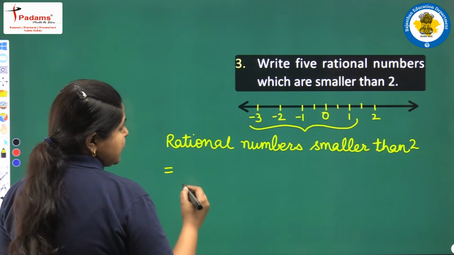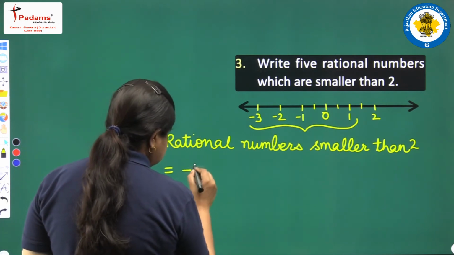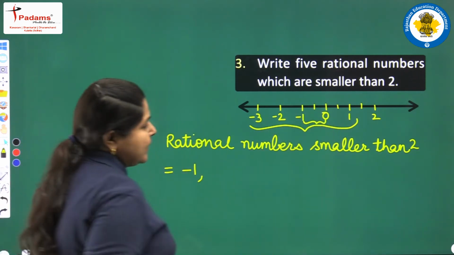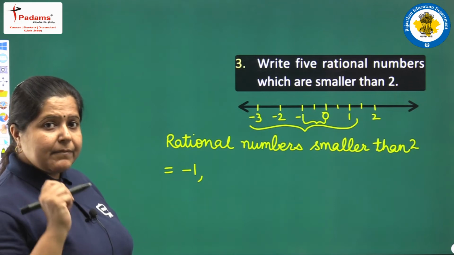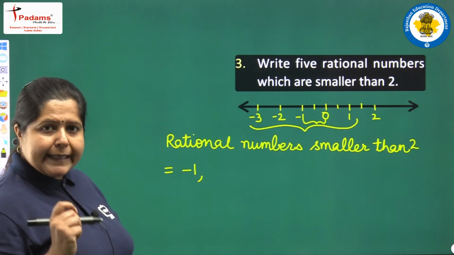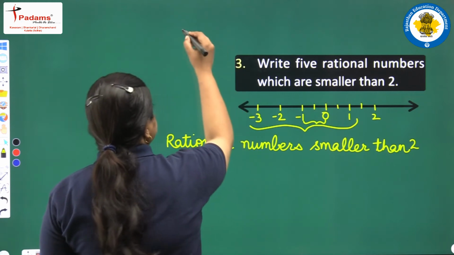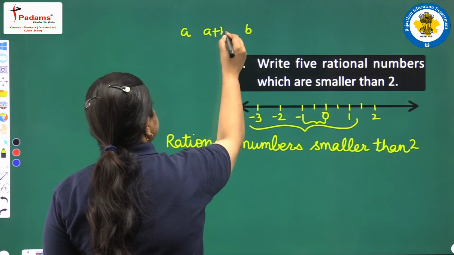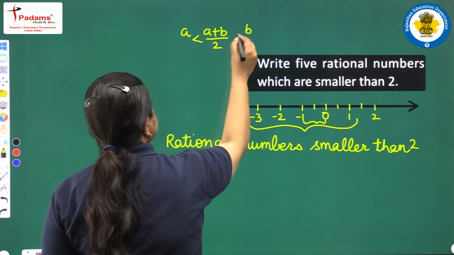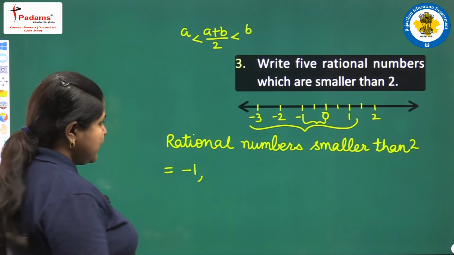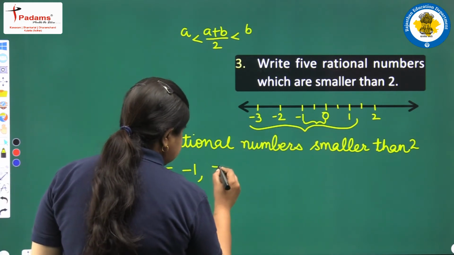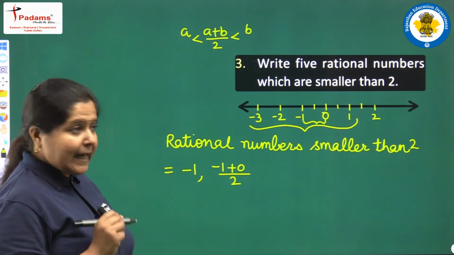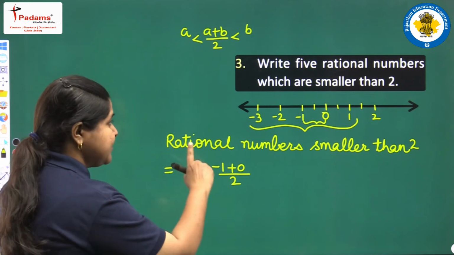are, first we take up minus 1, okay. Second one we will take between minus 1 and 0. How will we get the rational number between minus 1 and 0? Add the 2 and divide by 2. We had discussed that between any two numbers a and b, there lies a number (a plus b) upon 2, just in the middle of the two numbers. So between minus 1 and 0 we will take (minus 1 plus 0) upon 2. This is the number lying just in the center of minus 1 and 0.